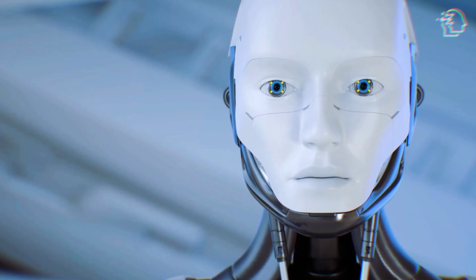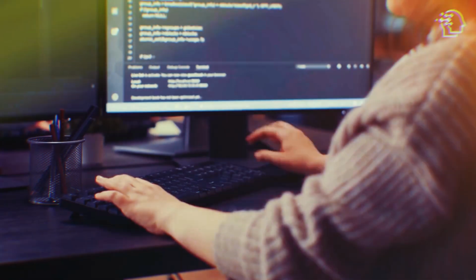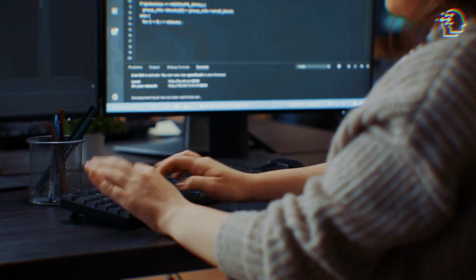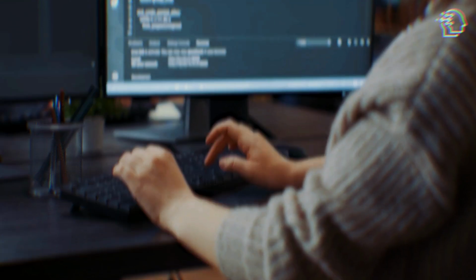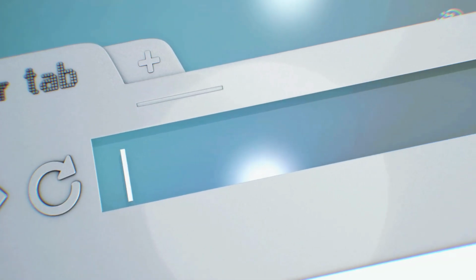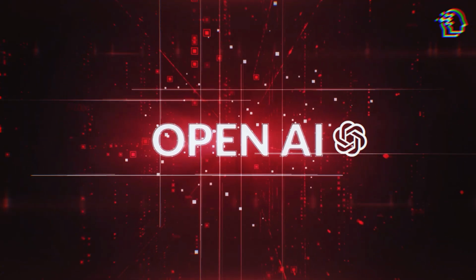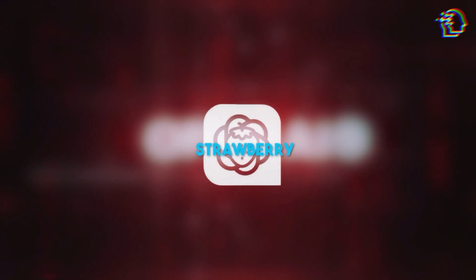Have you ever wondered what it would be like if AI could think and reason just like us? Let's say you're working on a complex project, and you have an AI assistant that not only helps you find information but also plans ahead, navigates the internet autonomously, and solves intricate problems step by step. Well, OpenAI is turning this into reality with a groundbreaking project code named Strawberry.